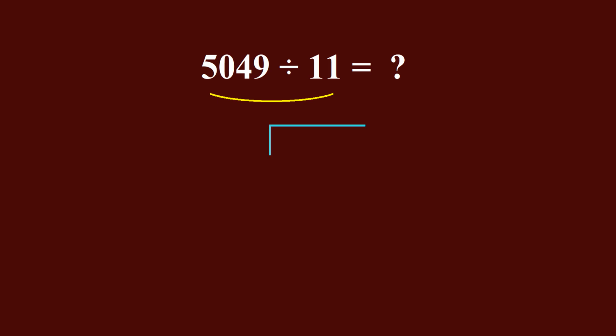First, we draw the division bracket, then move 5049 inside the bracket. This is the total we are dividing. Finally, move 11 to the left of the bracket. This is our divisor. The answer to our division will be written right here on top of the bracket. This is called the quotient.